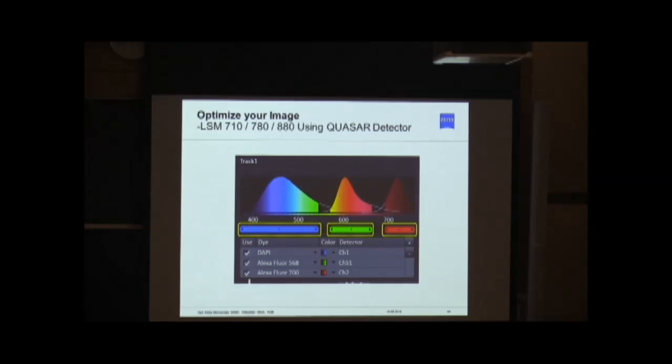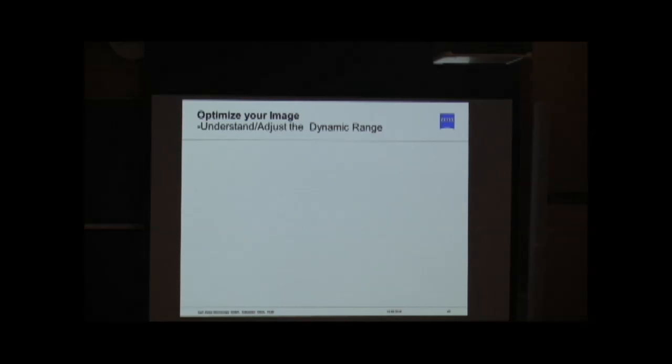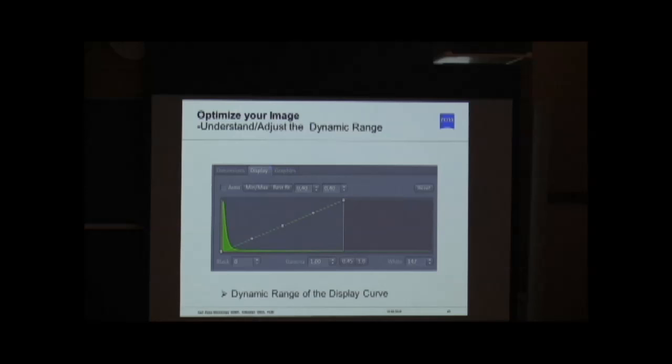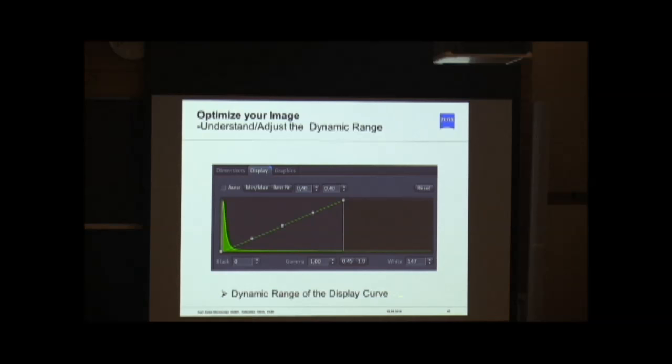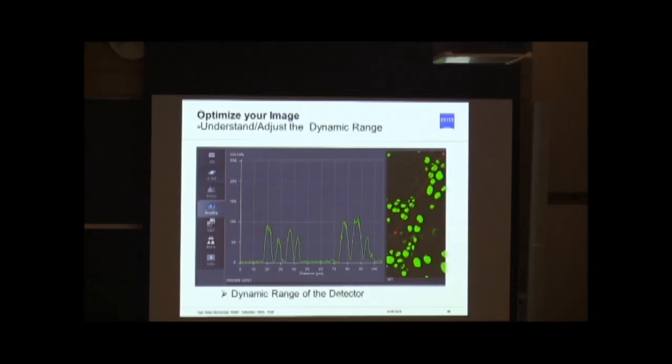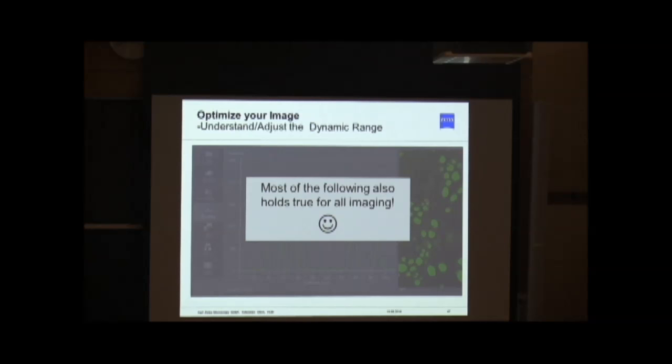The next topic I would like to talk about is the dynamic range. I would like to talk about two dynamic ranges that you find in our software: on one hand, the dynamic range of the display curve, which is found with the display icon below the image, and the dynamic range of the detectors itself. When I talk about the dynamic range of the detector, the images that I show you are derived from the confocal system, but this also holds true for the wide field camera system.